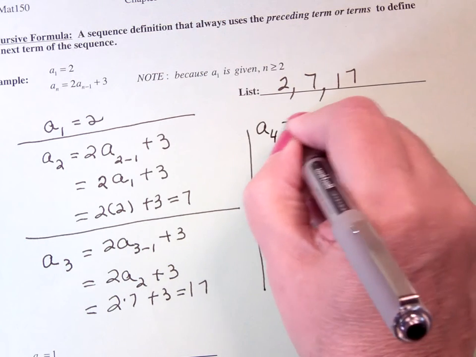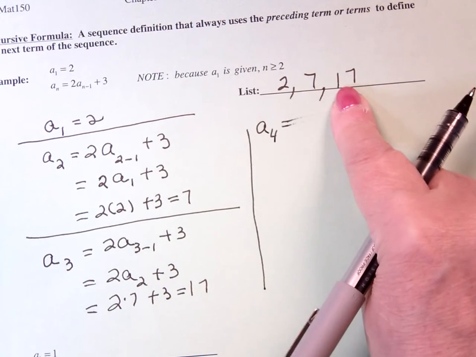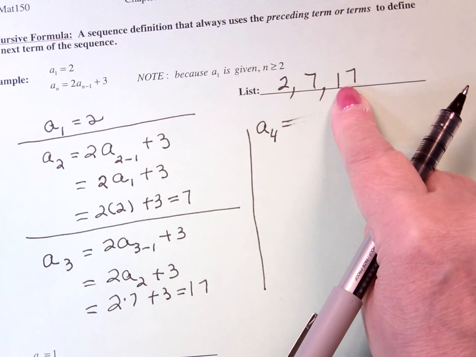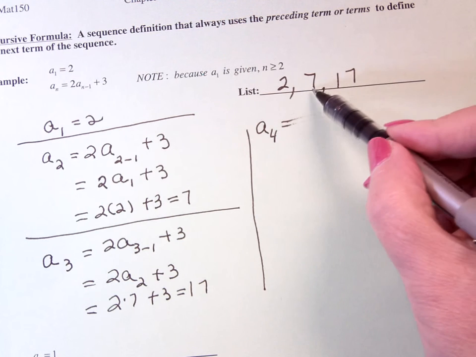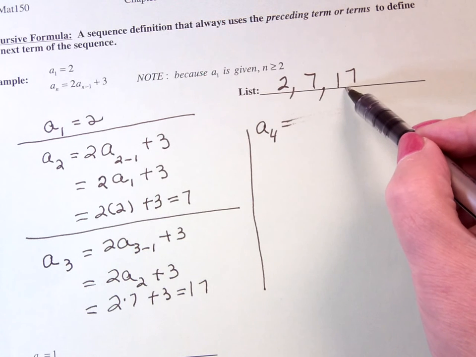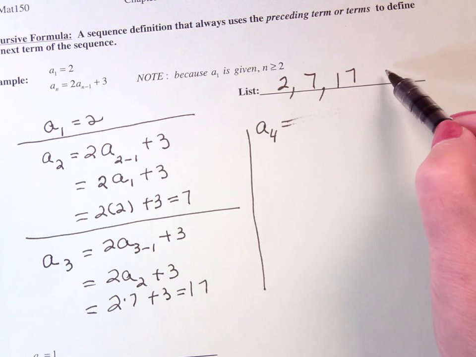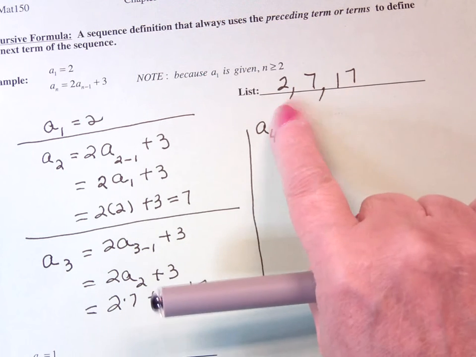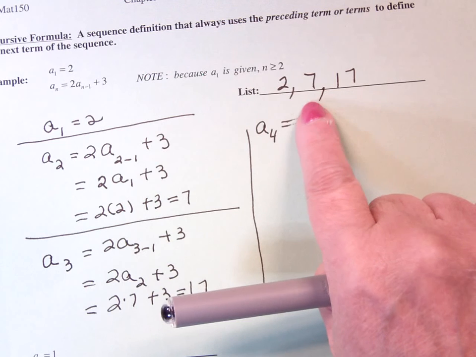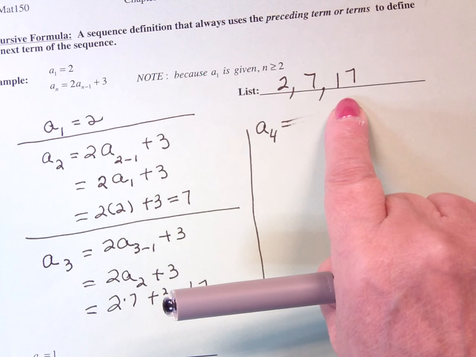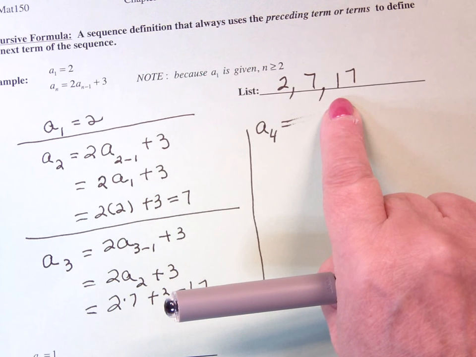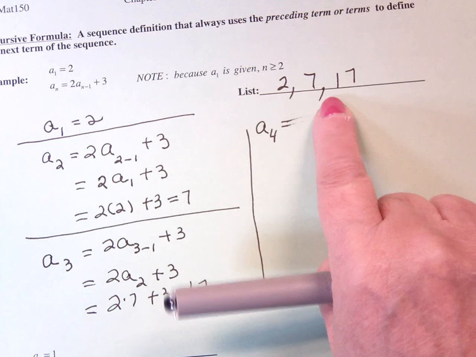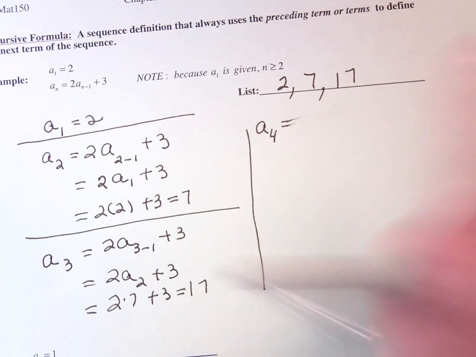A sub 4. Now, if I'm lucky, maybe I can guess there might be a pattern. But I personally don't see one. From 2 to 7 is 5. From 7 to 17 is 10. So 5, 10, I wonder if the next one is 15. If I add 15 to this, that's going to be 32. Let's see.